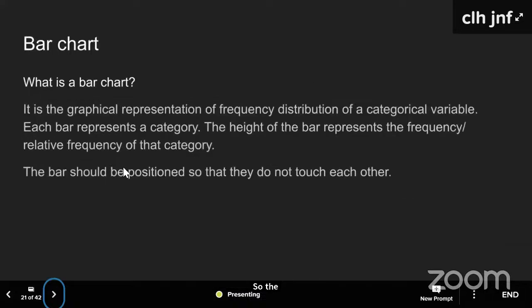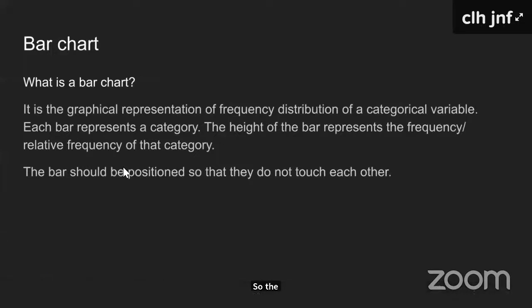Fine. Then there is another thing we have learned, that was the bar chart. So in a bar chart, what do we do? What did we used to do? If there is a frequency distribution for any categorical data, then we used to present it in a bar form.